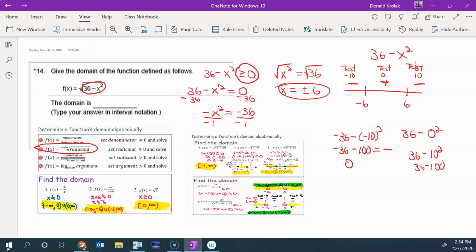So the only values that I'm allowed are values that keep this 0 or bigger. So that's going to be from -6 to 6, because that's where it's positive. And it's allowed to equal 0, so I can include the 6's. So this would be -6 to 6 with brackets, because it's allowed to be equal to 0.